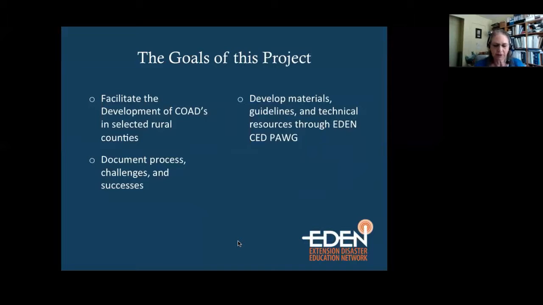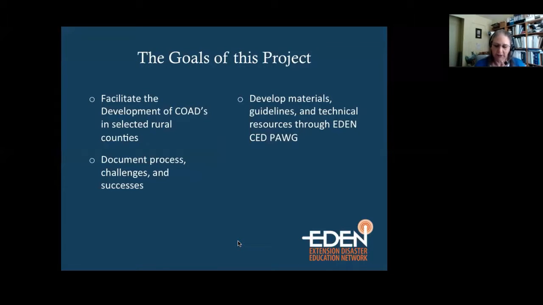So some of the goals of our project, first and foremost, we wanted to see if we could repeat, using the manuals from Purdue and from Missouri, to see if COADs could be developed in other states as well. As Carrie said earlier, this was a project of the Eden Community Development Program Area Work Group. The project was undertaken to test the viability of facilitating development of rural COADs through Extension being the lead agency. And we feel we were successful in that.